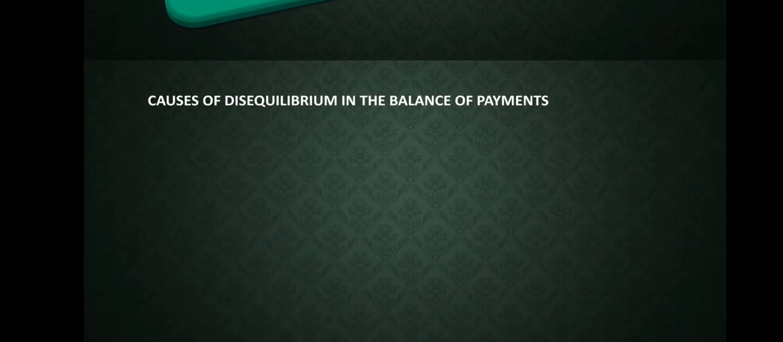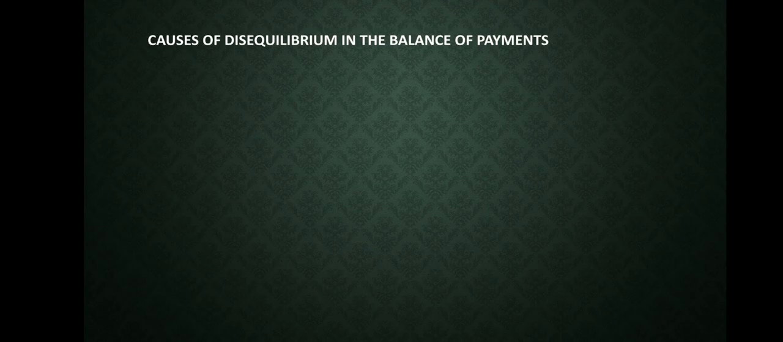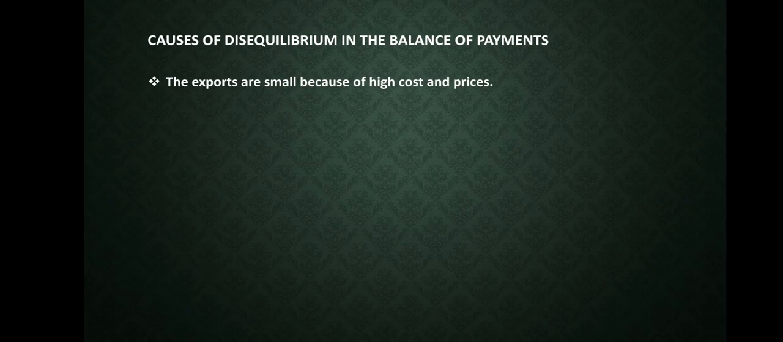The next is the causes for the disequilibrium in the balance of payment. The disequilibrium arises when the total amount payable to other countries on account of international transactions is not equal to the total amount receivable by the country. The causes for the disequilibrium in the balance of payments are given below. The main cause for the disequilibrium is the imbalance between the exports and imports of goods and services. The exports are small because of high cost and prices. When the prices of goods are high, exports are discouraged and imports are encouraged.